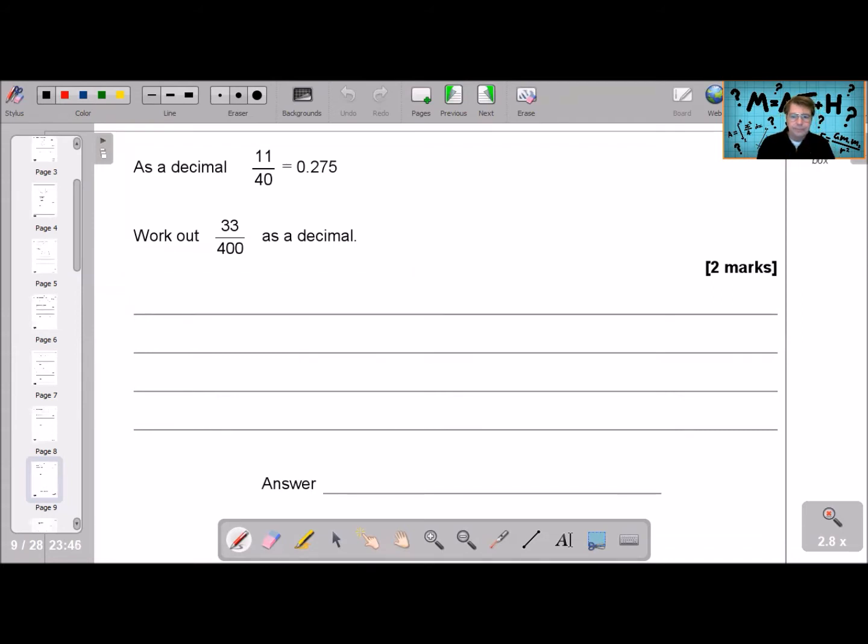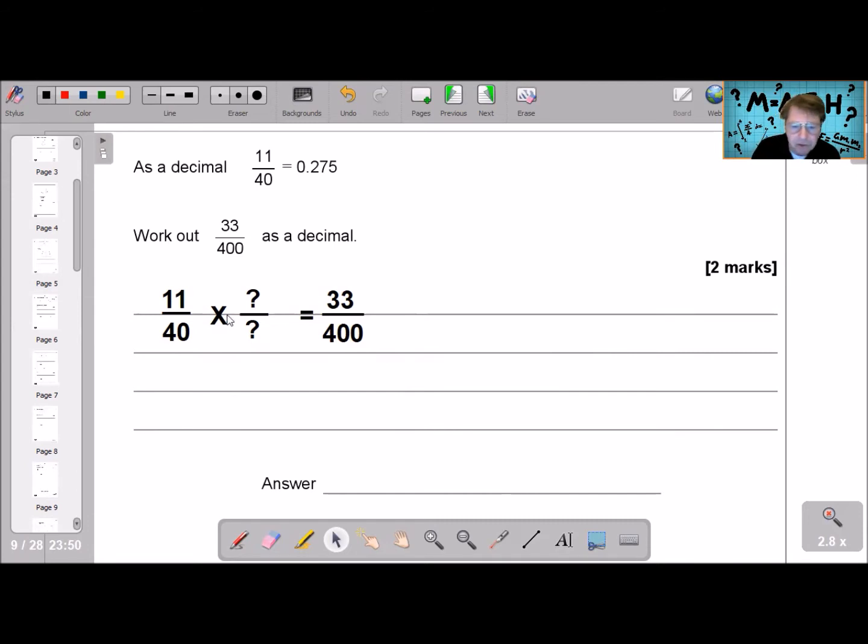Okay. Let's have a look at these two fractions here. They're actually quite similar in the sense that 11 and 33 look quite similar, and we've got 40 and 400. So I'm going to write something down here just to give it that feel. Okay, so this is what I've written here. 11 over 40 multiplied by something over something will give me this fraction that we're going to try to work out as a decimal, okay?